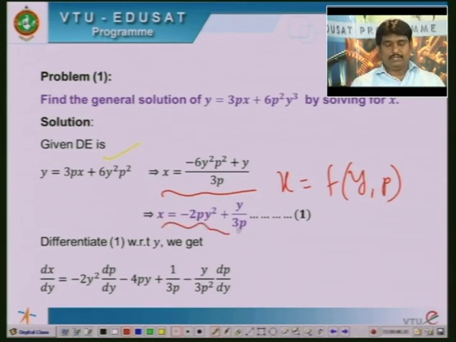Therefore x is -2py² + y/3p. It's like (a + b)/c, which can be written as a/c + b/c. So x is -2py² + y/3p. Now step 2: you have to differentiate (1) with respect to y.